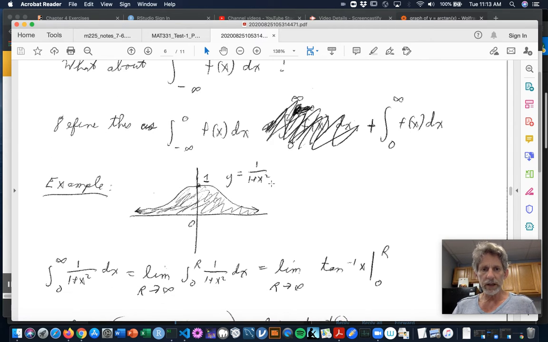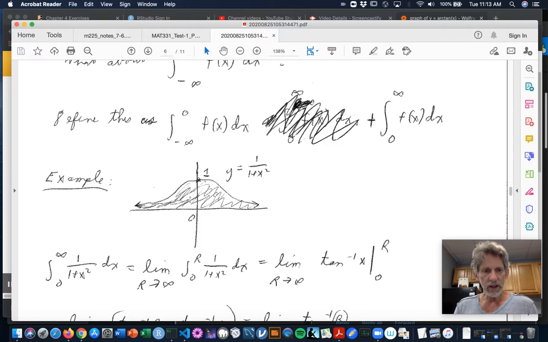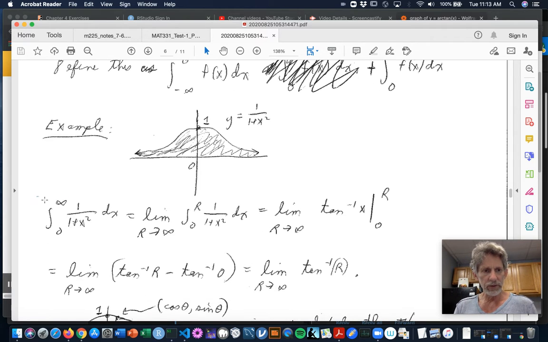So let's go ahead and try this out on the area underneath the curve y equals 1 over 1 plus x squared. So this is defined for all real numbers x, and it kind of looks like that. It's the biggest at x equals 0, where it becomes 1. And it heads towards the x-axis in either direction. Is the area underneath that finite? If so, what is it? So first we'll handle the integral from 0 to infinity of 1 over 1 plus x squared.